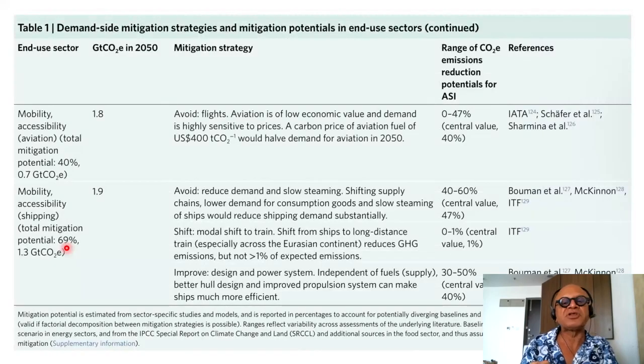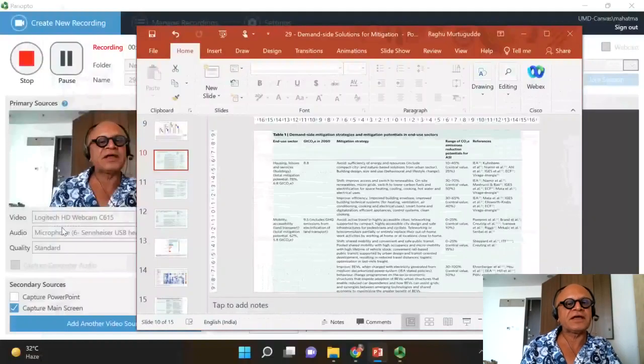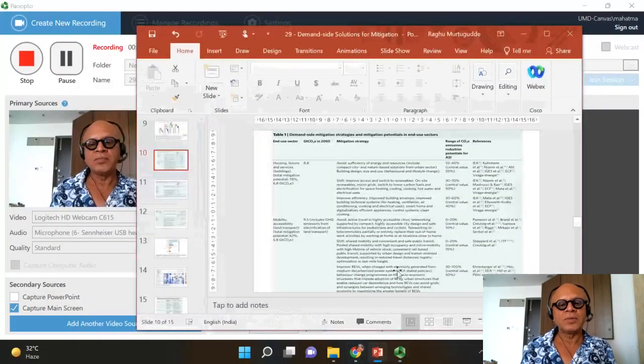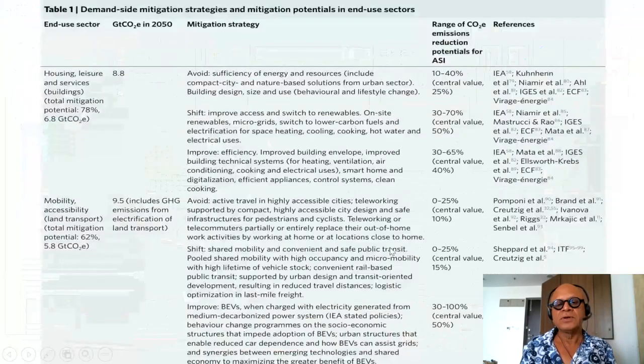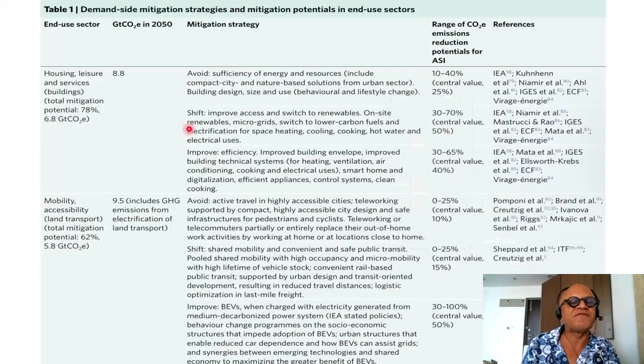This is the demand-side mitigation strategy continued here into mobility, and did I switch that around? Yes, I did. So let me stop that and reset. Okay, so mobility there: buildings, mobility, food, and industries, as we said before.